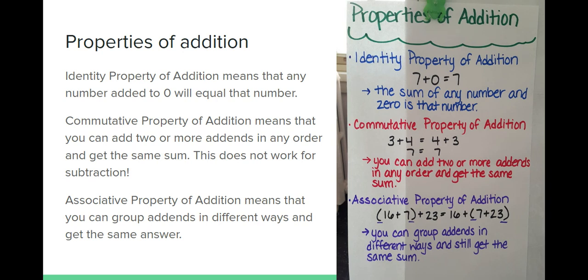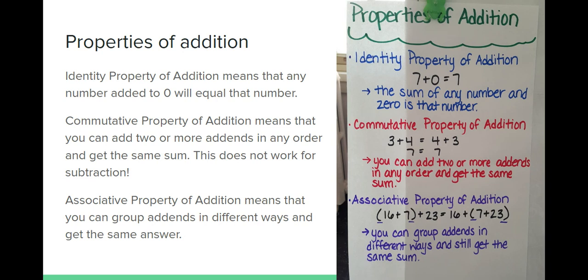If I have commutative property of addition, that means that you can add 2 or more add-ins in any order and get the same sum. So remember, in addition, it is add-in plus add-in equals sum. So when we look at commutative property of addition, that means we can flip the numbers and we'll get the same answer. So 3 plus 4 equals 7 and 4 plus 3 equals 7. It's the same thing. It does not matter which order we put them in. This property does not work for subtraction.